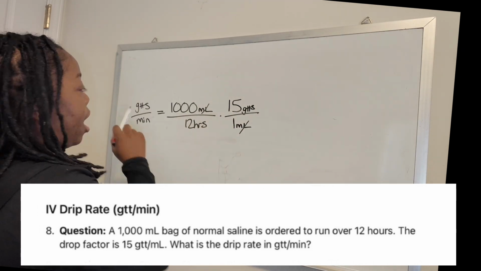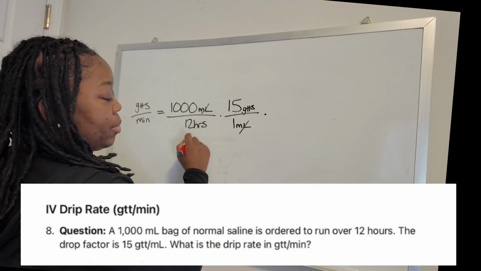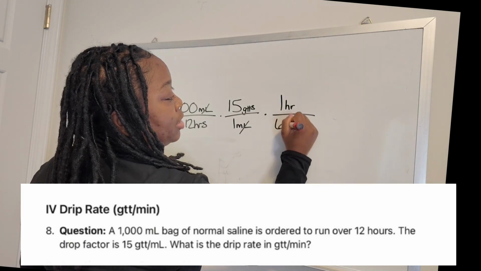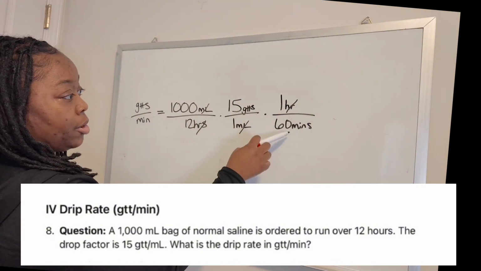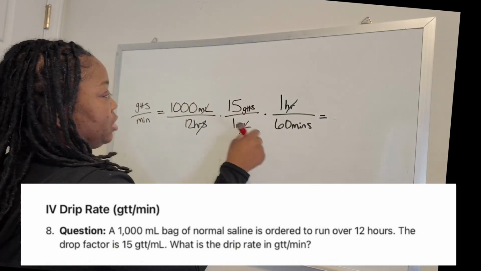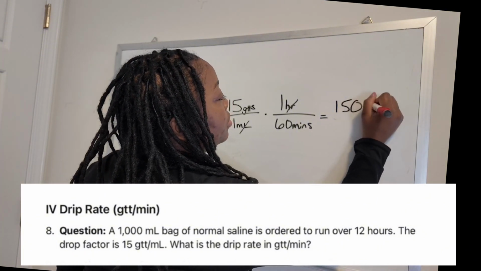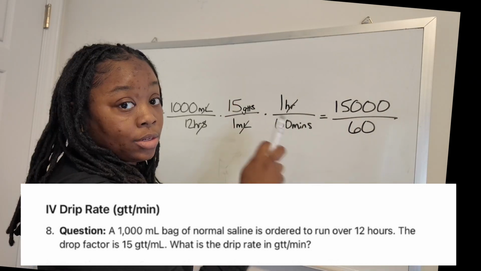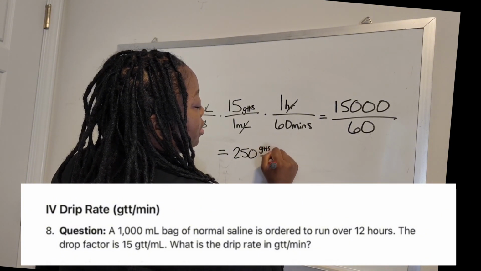You can go ahead and cross out your mLs. You're left with drops per hour. Our question is asking drops per minute. So we have to convert the hours to minutes. Since our hours are on the bottom, we're going to put hours at the top over here. 1 hour is 60 minutes. Cross out your hours. Now you're left with drops per minute. That's exactly what we need. So we can go ahead and multiply across and divide the bottom. So 1,000 times 15 is 15,000. Then we're going to put that over the 60. Then you divide 15,000 by 60. So your answer is 250 drops per minute.